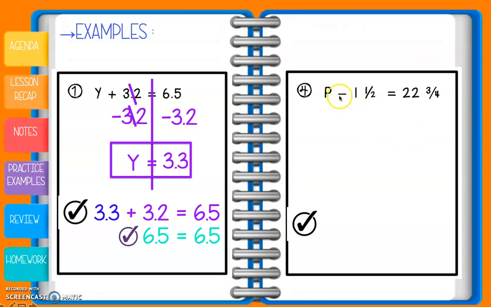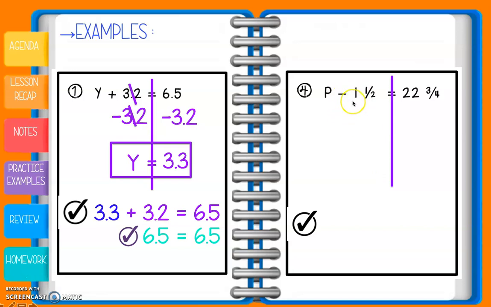Okay. All right, so let's look at our next one. We have p minus 1 1/2 equals 22 3/4. Again, we're not going to do anything different now that we're dealing with fractions. We're going to start by drawing our line through the equal sign and looking to see what inverse operation that we're going to use.